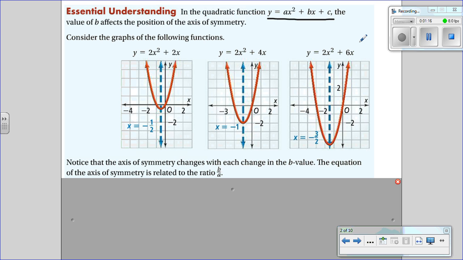Okay, so here are a couple of different graphs. As you see from section 1, all we had in section 1 was the a part and the c part, right? B was always 0, and the y-axis was always the line of symmetry. Well, now you're seeing this line of symmetry being shifted, and so we're going to show you kind of how that happens.